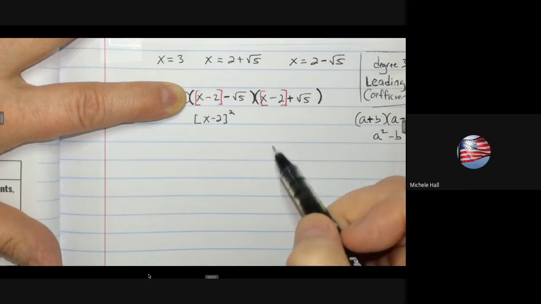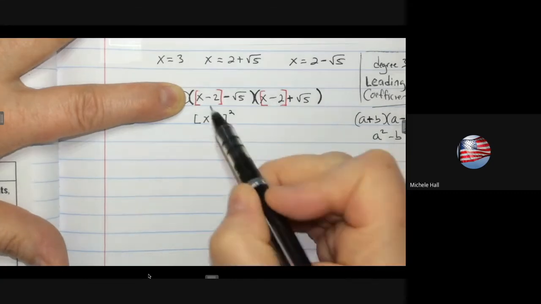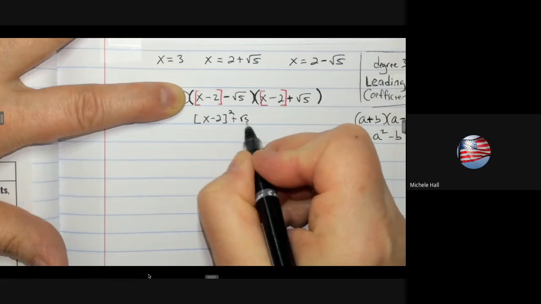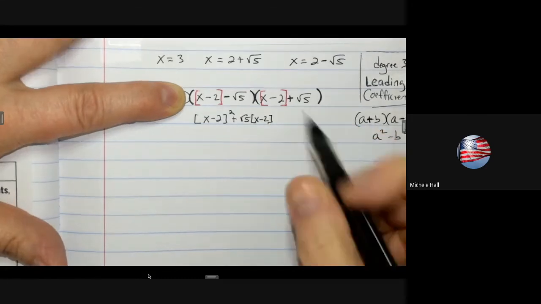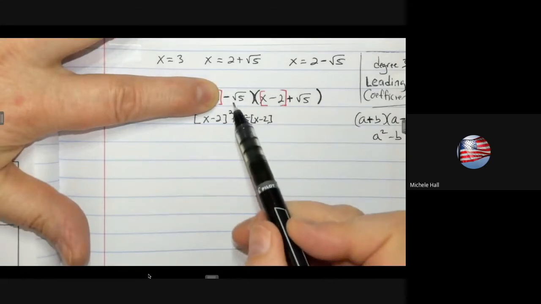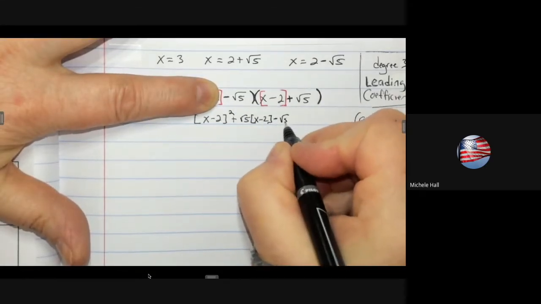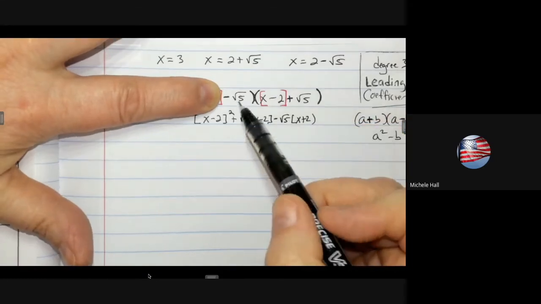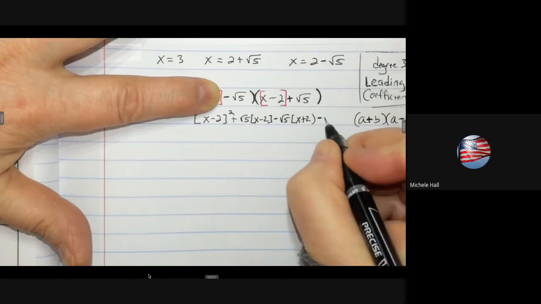And then we have, I'm going to show the entire example here for our notes, but ordinarily we would just skip that middle term. We have x minus 2 times the square root of 5. That would be the square root of 5 times x minus 2. Now moving on to my next term, I have negative square root of 5 times x plus 2. That's going to be a negative square root of 5 x plus 2. And then we have the negative square root of 5 times the positive square root of 5. Negative square root of 25.